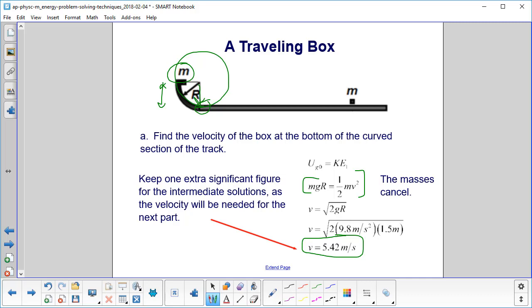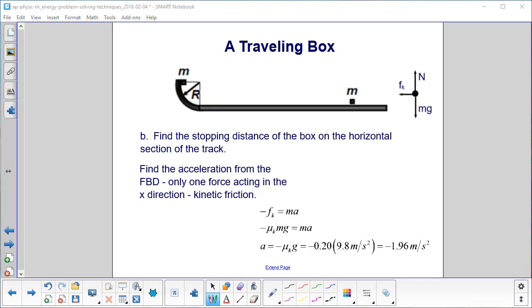Find the stopping distance of the box on the horizontal section of track. Well, the first thing you need to do is find the acceleration. And to do that, you need a free body diagram. This is pretty straightforward. The only force you have acting on this piece is the friction force, and it's opposing the motion, so we have it going to the left. Then you have the normal and mg.